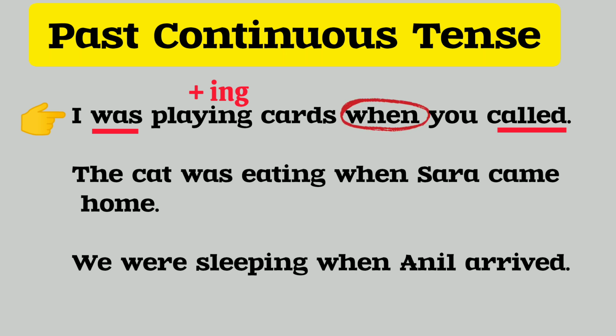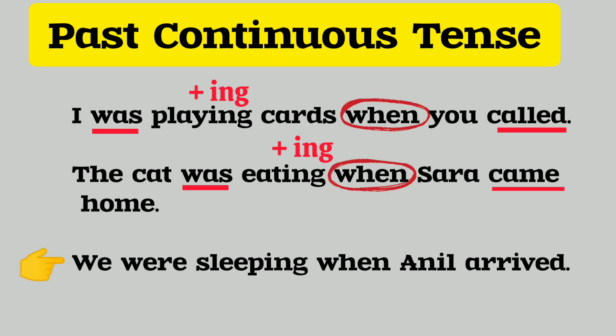So the first part of the action was in the past and then followed by another action that happened also in the past, which is interrupting action. And to connect and link these two actions, we use the word when. Let us have a look at the next sentence. The cat was eating when Sarah came home. Again, the action is in a progress. The cat was eating and then interrupted by another action when Sarah came home. You will notice the past simple tense in both the action was eating and Sarah came home.